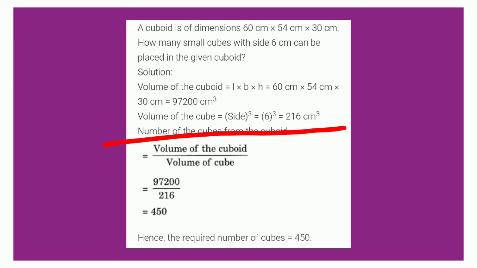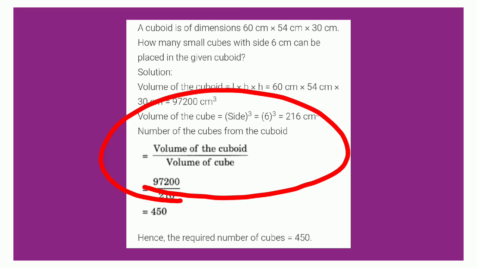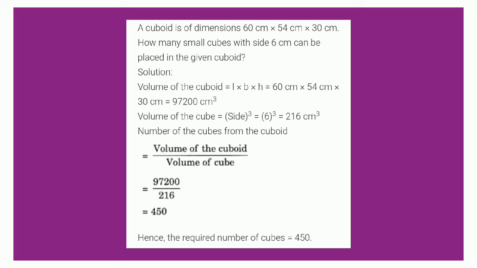And also a cube with 6 centimeter side is given. So the volume of the cube is equal to side cube, that is equal to 6 cube. 6 into 6 into 6 is equal to 216 centimeter cube. Here we have to find how many cubes we can fit in the cuboid, that is the question. So the number of cubes in the cuboid is equal to volume of cuboid divided by volume of cube.